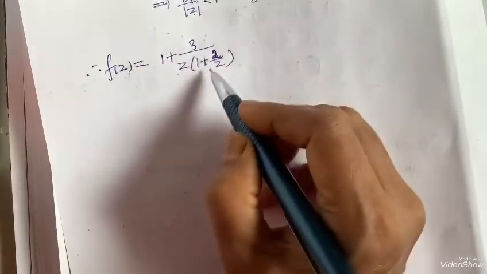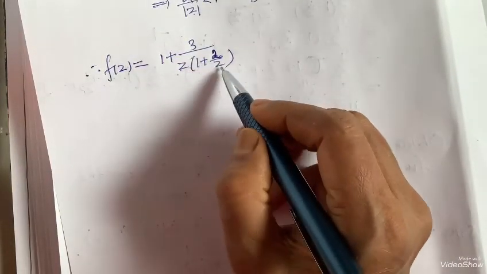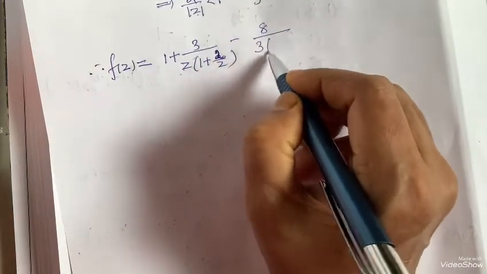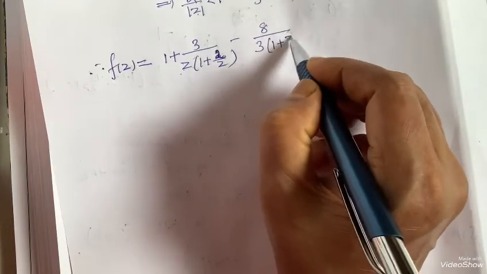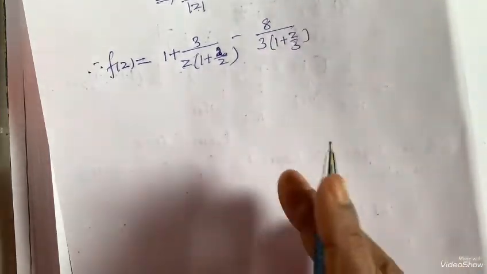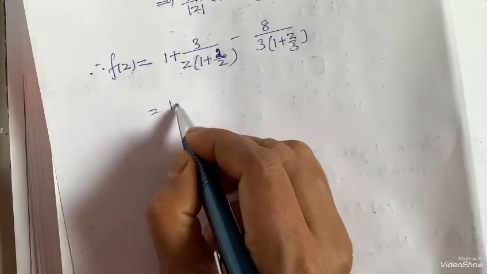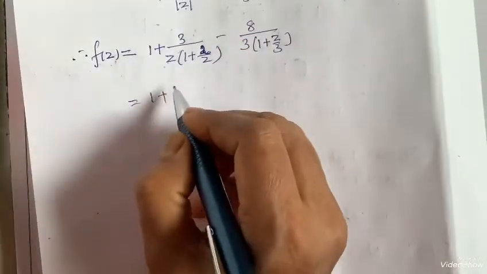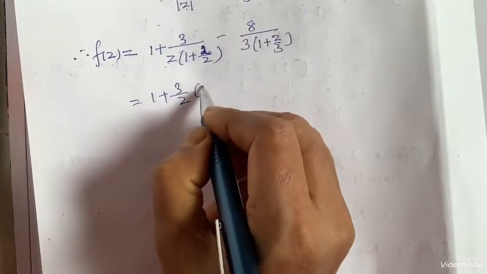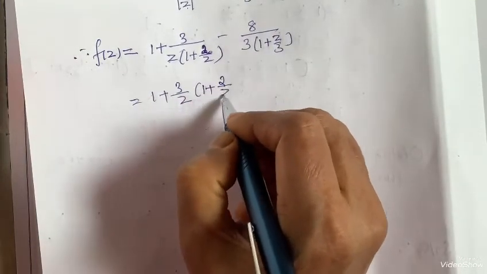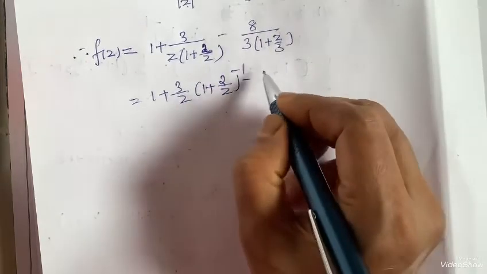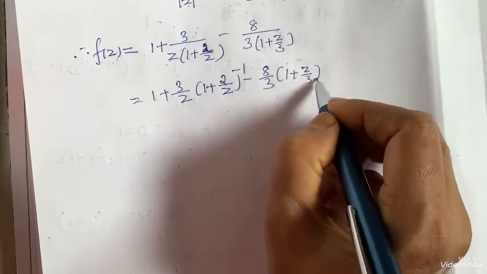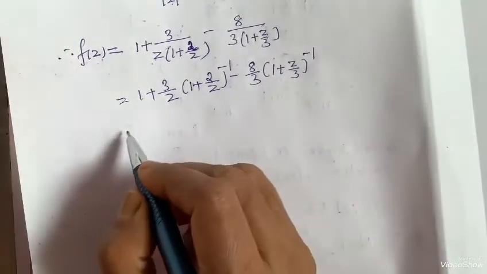So z is taken outside: 1 plus 2 by z, and minus 8. Here you take 3 outside: 1 plus z by 3 only. The second will not be changed. So it is 1 plus 3 by z, 1 plus 2 by z raised to minus 1, minus 8 by 3, 1 plus z by 3 raised to minus 1. Okay. So this is what?